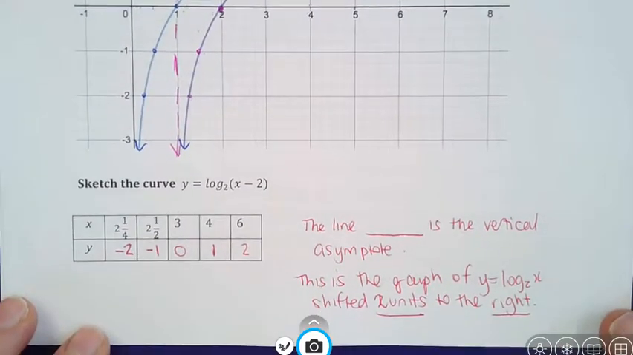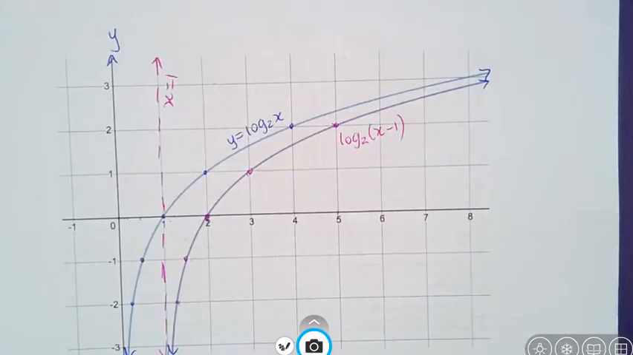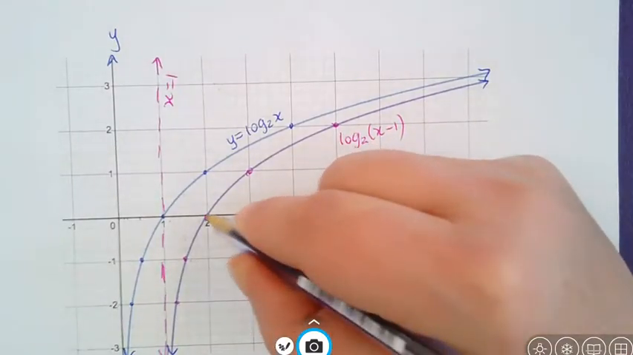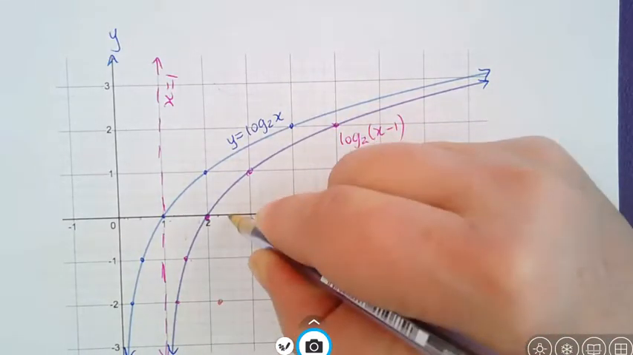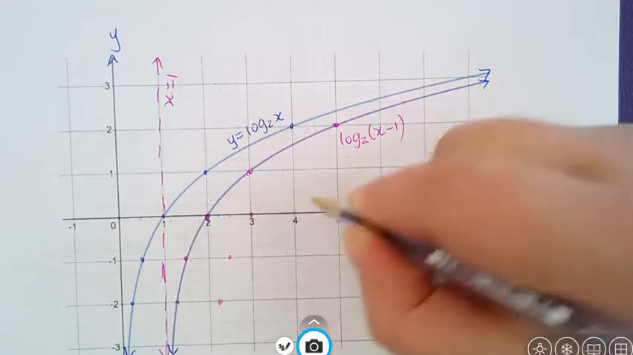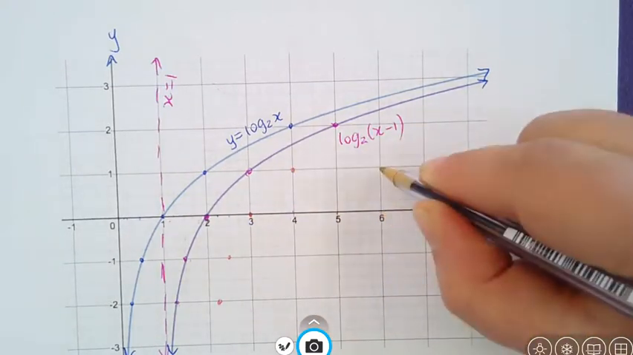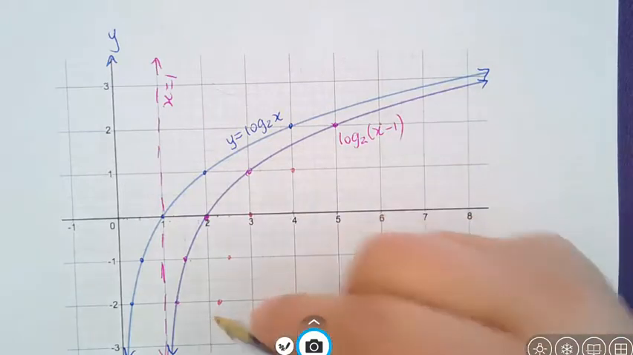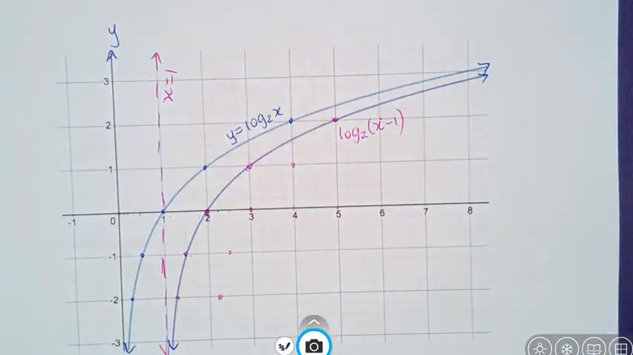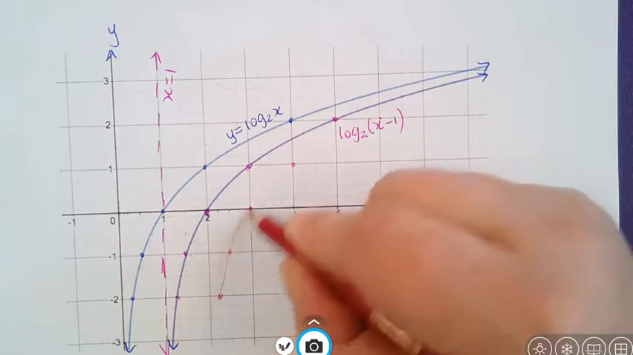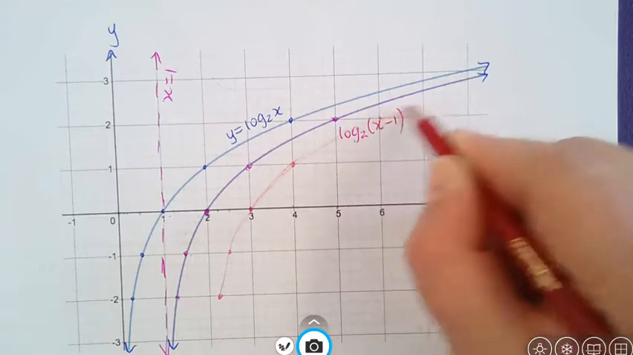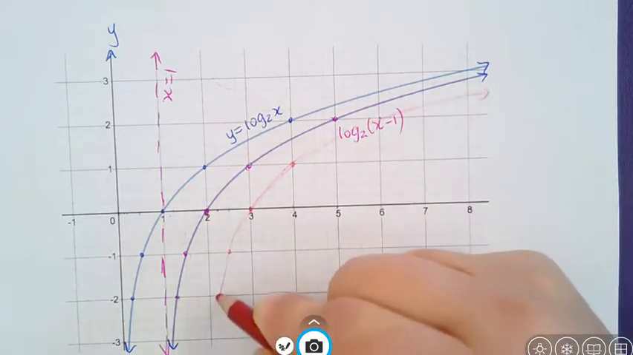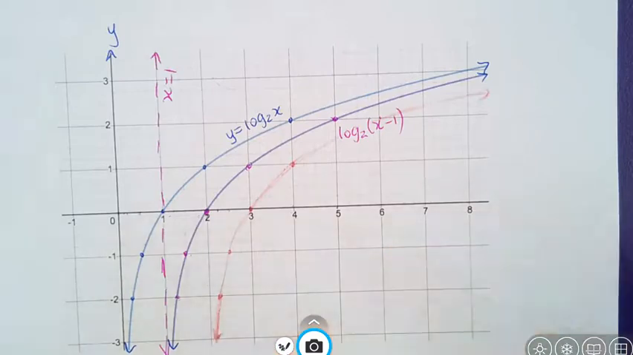We sketched it. Yep. So it's 2 1/4 would be here. -2. 2 1/2, -1. 3, 0. 4, 1. 6, 2. You might want to do it in pencil because I've got a red pencil. Yeah, always do your curves in pencil. Be careful. And your asymptote, so make sure you're labeling the correct ones.